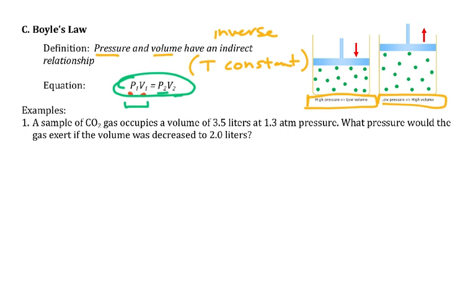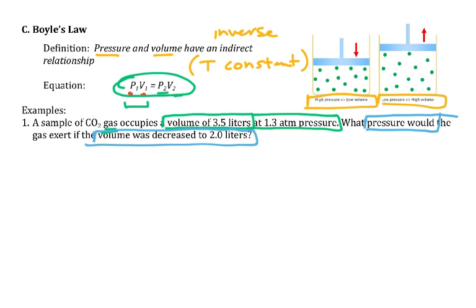A sample of CO2 gas, see we're working with gases, occupies a volume of 3.5 liters at 1.5 ATM of pressure. What pressure would the gas exert when the volume was decreased to 2 liters? So for something like this, if we're recognizing what equation we're going to use, I'm given a volume and a pressure. I'm asked to find a pressure, and I'm given another volume. And so when I only see volume and pressure, that means I'm going to use Boyle's law. And for this, I'm going to just use whatever was listed first.